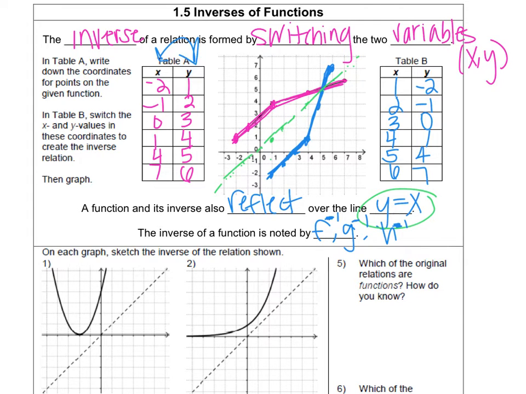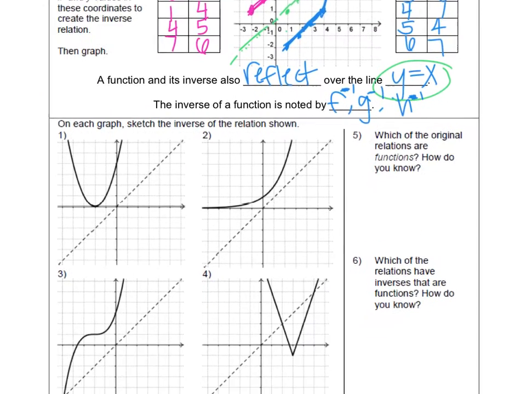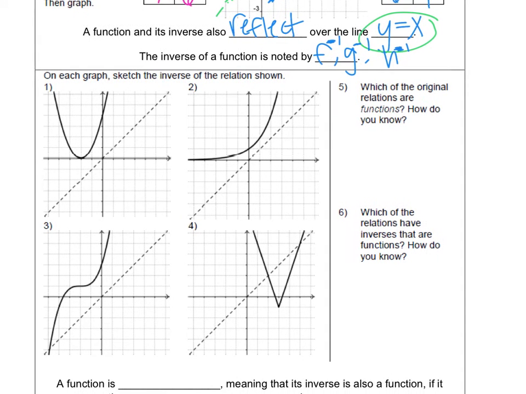Alright, so now let's look down here. On each graph, we're going to sketch the inverse of the relation. So let's start off with number 1. Let's just find a couple of points that would be easy to plot. So here's one at negative 4, 4. And then one at negative 3, 1. Negative 2, 0. And then I'm just going to find the opposite sides.